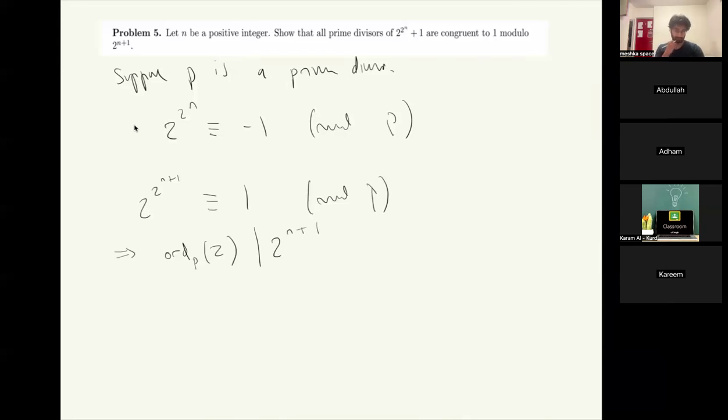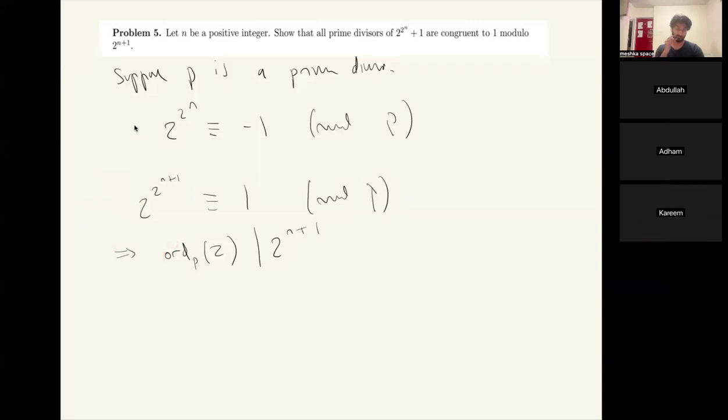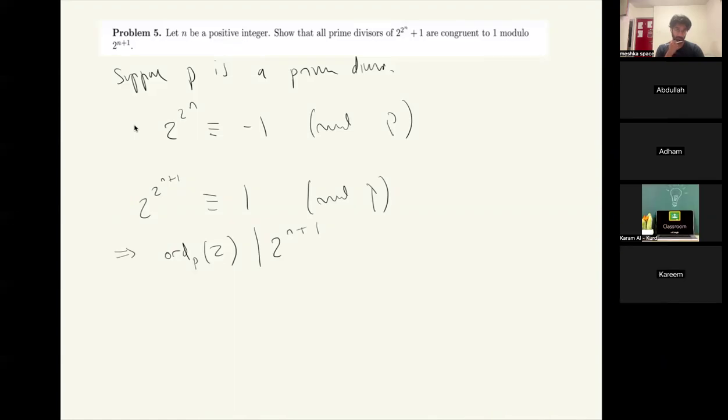Actually, we know more. So this one directly gives us this, right? From this statement, using the properties of order, we get that the order divides 2 to the n plus 1. But if something divides 2 to the n plus 1, what do we know about it? It's a power of 2 itself. Yeah, we know it's a power of 2. Can we pin down exactly which power of 2 it is?